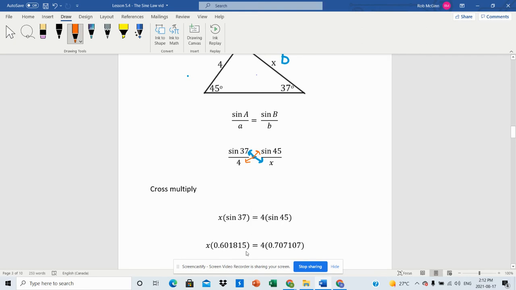0.601815. Remember, if it does not give you that value, double check to make sure your calculator is in degree mode. If it's in radians mode, you're going to get a totally different answer. And on this side, we've got 4 times, well, the sine of 45 will equal 0.707107.